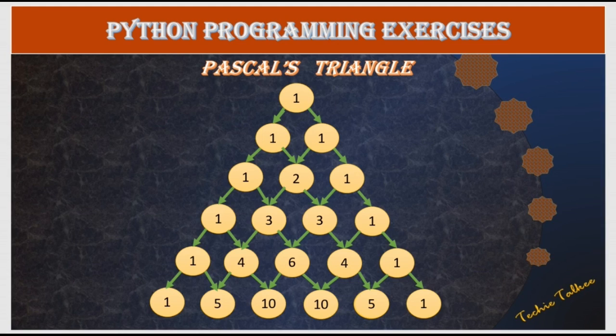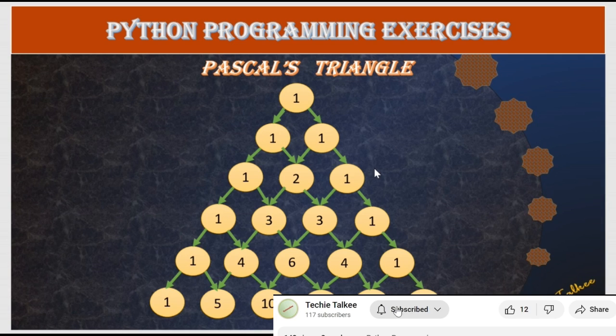Hello friends. In this video, I'll be explaining how to write a Python program to print a Pascal's triangle for the required number of rows. Pascal's triangle is a triangular arrangement of numbers. It was actually named after Blaise Pascal.